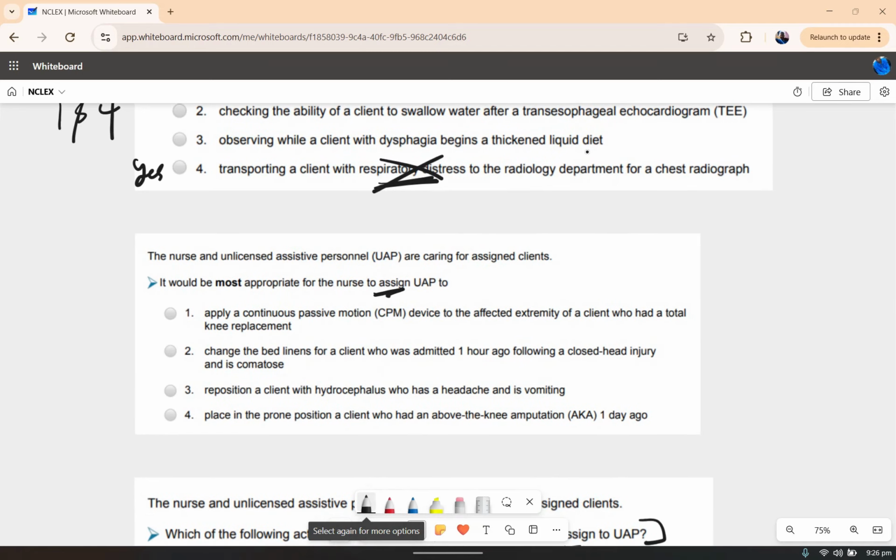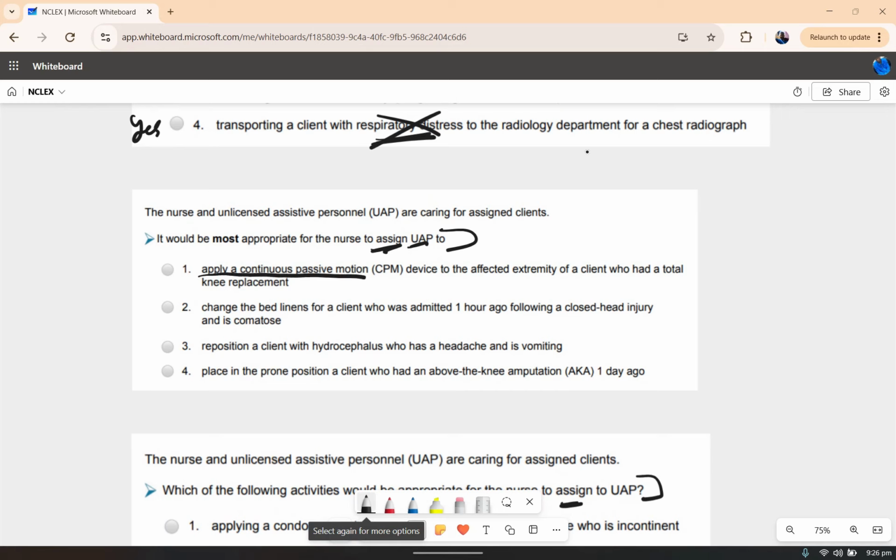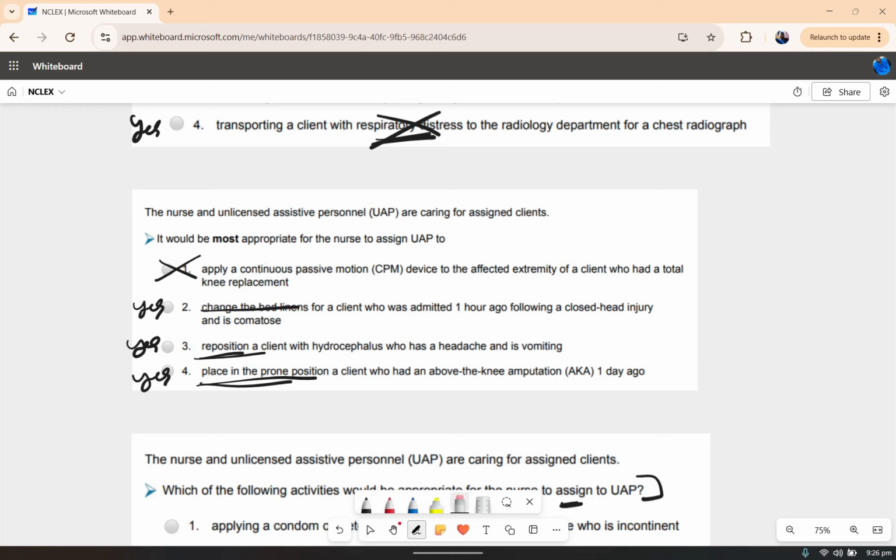Now this is an assignment as well, right, based on your stem, and we are doing the assignment to the UAP. So I'm going to look at the task. This is apply continuous passive motion, change the bed lining, reposition, place in a prone position. Now this involves assessment, so the UAP cannot do that. Change bed lining, yes they can do this. Reposition, yes they can do this. Place in a prone position, obviously yes they can do that. Now we have three options right here.